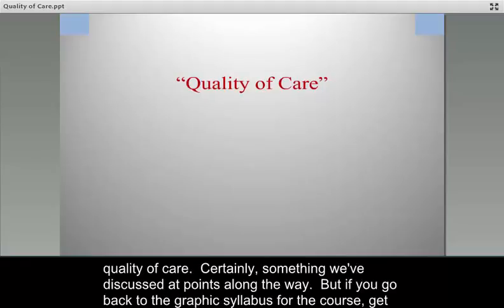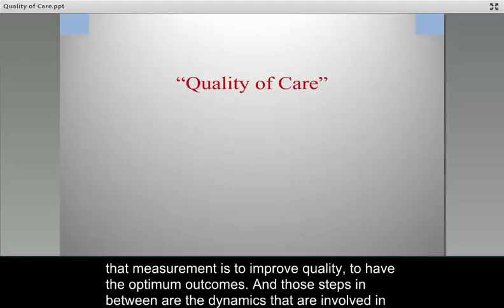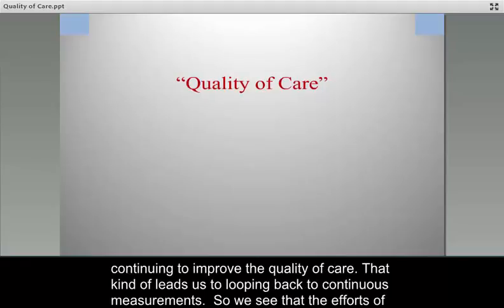The final topic that I want to touch on is quality of care. Certainly something we've discussed at points along the way, but if you go back to the graphic syllabus for the course, the premise of how I've walked you through the topics is that we need to measure health. We start there, but our ultimate goal in doing that measurement is to improve quality, to have the optimum outcomes. And those steps in between are the dynamics that are involved in continuing to improve the quality of care. It leads us to looping back to continuous measurement.